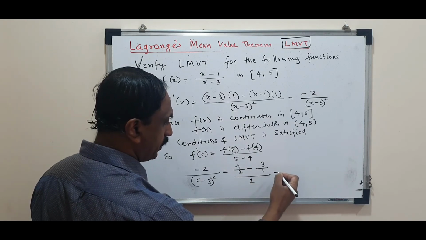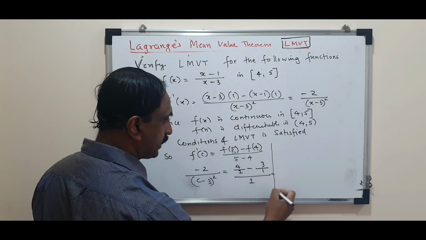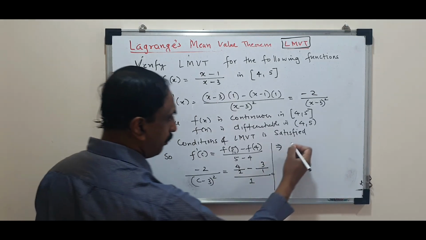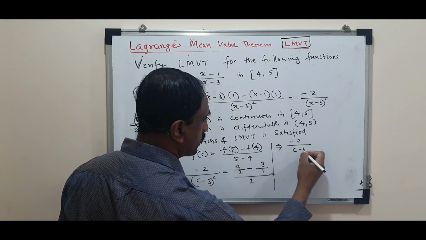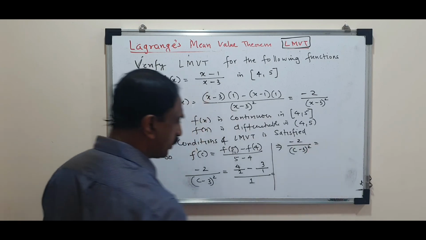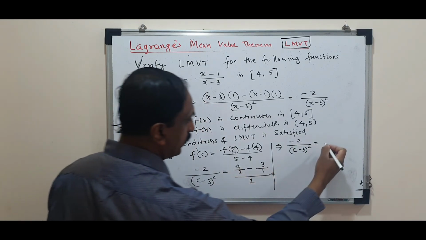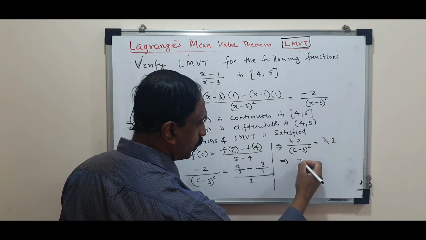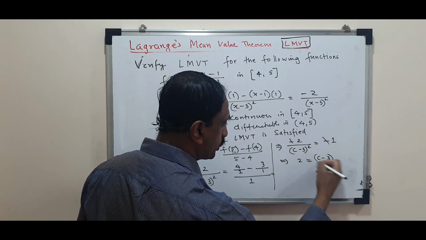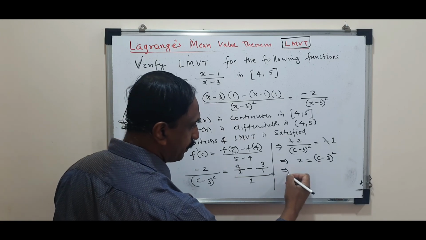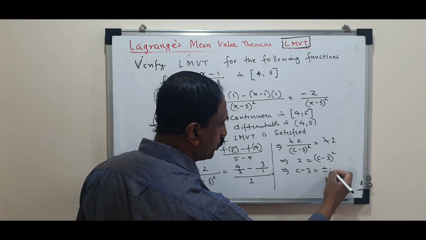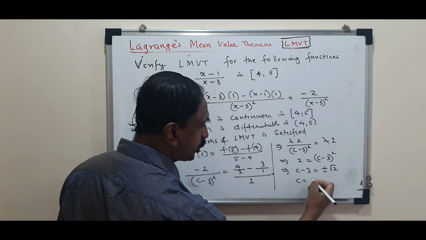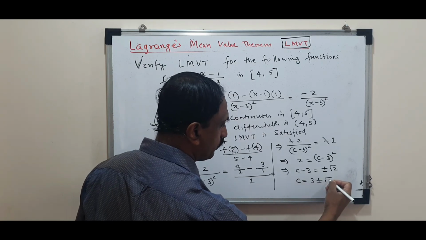That became, okay, that from here I can say minus 2 upon c minus 3 the whole square should be equal to, this is 2 minus 1, it should be equal to minus 1. So minus and minus got cancelled. So 2 should be equal to c minus 3 the whole square. This implies c minus 3 should be plus or minus root 2. So c's value should be 3 plus or minus root 2.